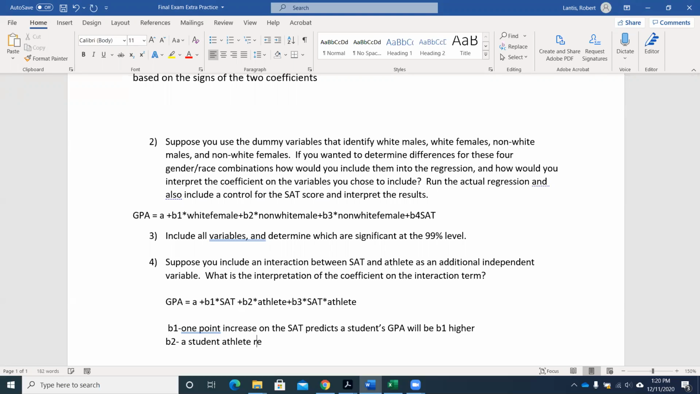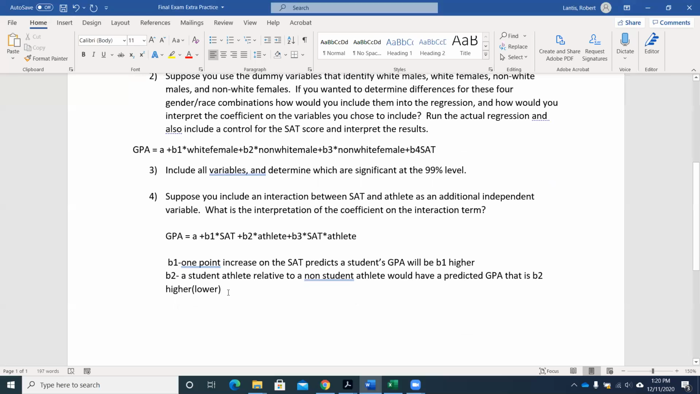A student athlete relative to a non-student athlete would have a predicted GPA that is beta 2, and then higher or lower depending on the sign of beta 2. We then have that interaction term. So what's the interpretation on this interaction term?